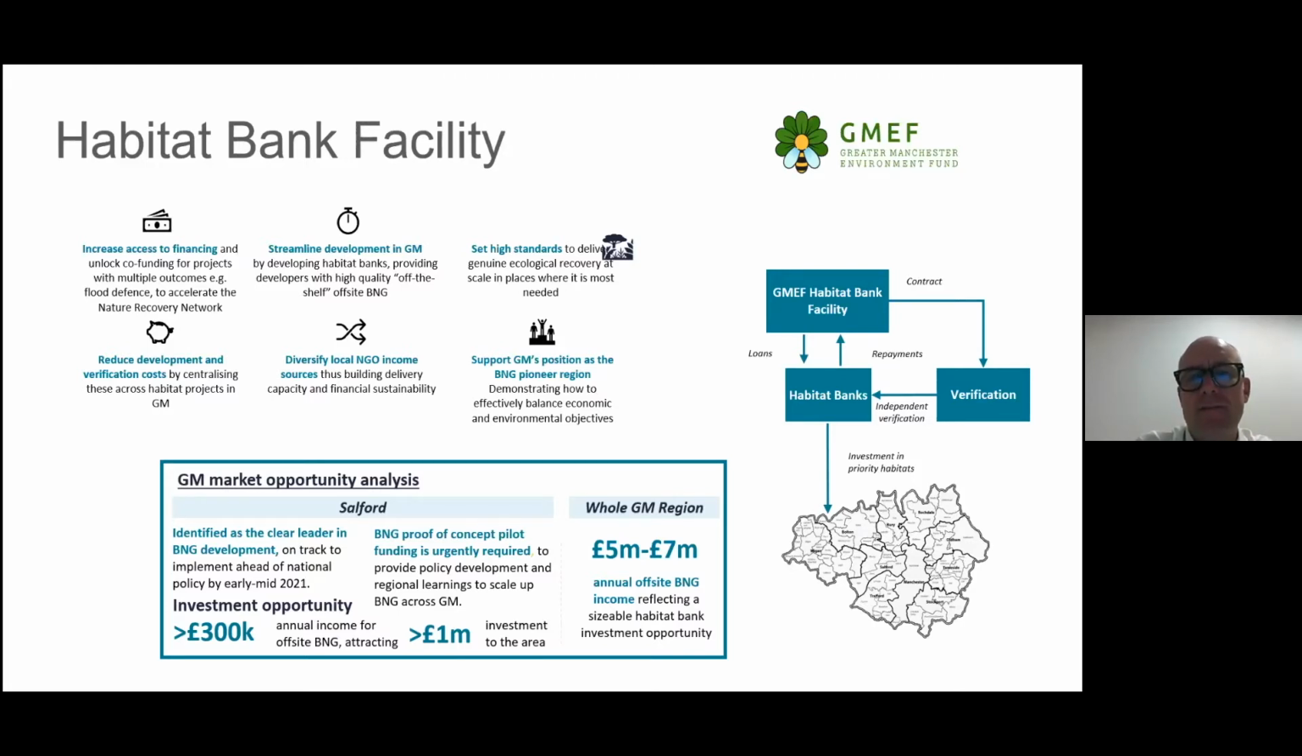So rather than the developers finding their own sites, we have a large-scale site that can sell them the biodiversity units if they can't find those units on site. So it's a very new, innovative way of financing. But what we want to do is test this on this site and then scale that up across Greater Manchester and find more habitat banks that can deliver large-scale off-site solutions. So very innovative, but it's about joining up the opportunities.